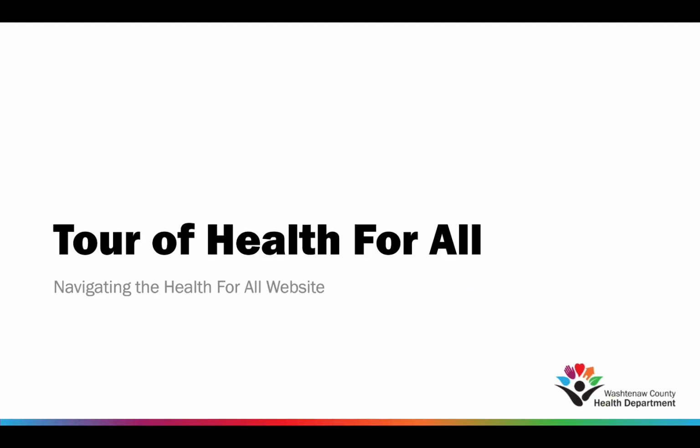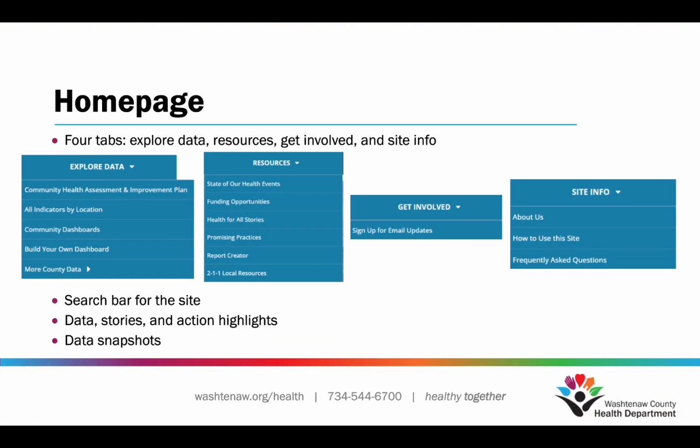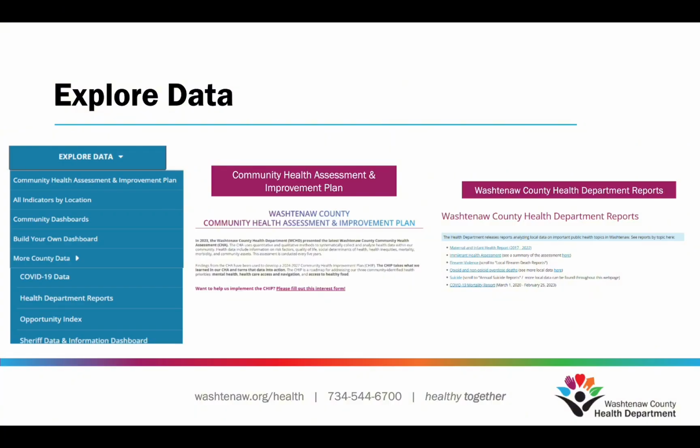Now, let's take a tour of the Health for All website and learn how to properly navigate it. Once you're on the home page, you'll find 4 tabs: Explore Data, Resources, Get Involved, and Site Info. Also on the home page, you'll see a search bar, data, stories, and action highlights, and you'll get a glimpse of data snapshots. We will take the time to explore all 4 tabs, beginning with the Explore Data tab.